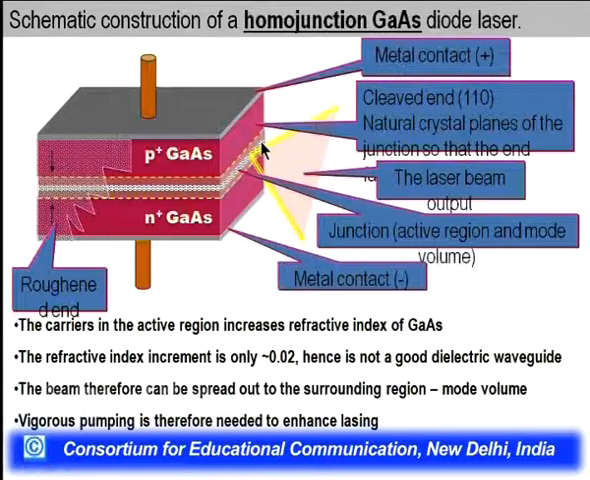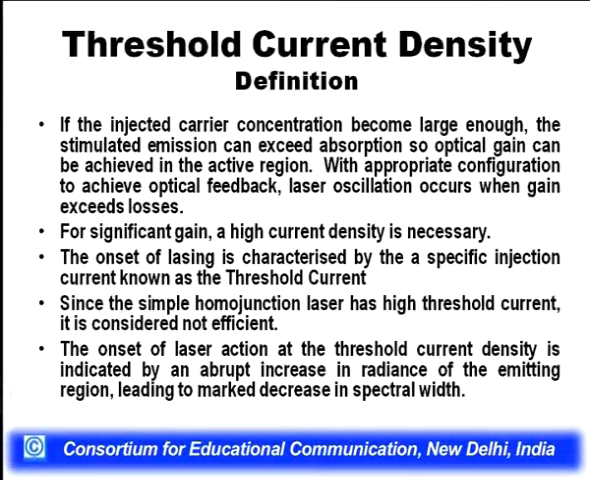The threshold current for the pumping action exceeds approximately 400 A cm^-2. The threshold current density is defined as the point where the injected carrier concentrations become large enough. If the injected carrier concentration becomes large enough, it means we are adding N and P type doping in the material. The stimulated emission can exceed absorption, so optical gain can be achieved in the active region only.